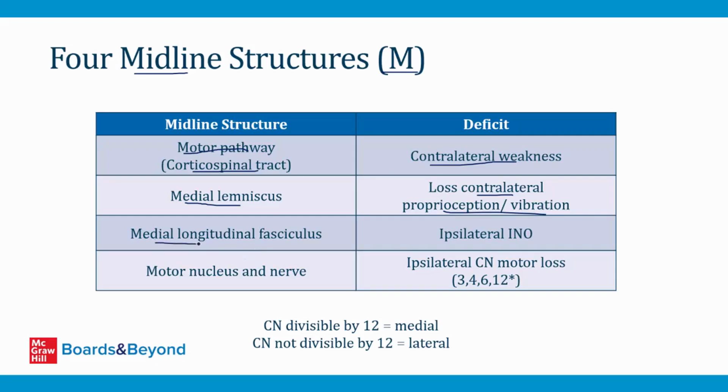The medial longitudinal fasciculus is important for lateral gaze. If you have damage here, you get an ipsilateral internuclear ophthalmoplegia, which is an eye condition I talk about in the ophthalmology section. And then finally, the final M is motor nucleus and nerve.